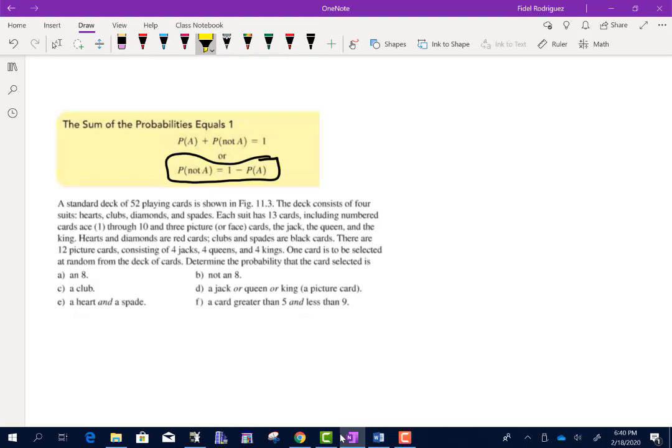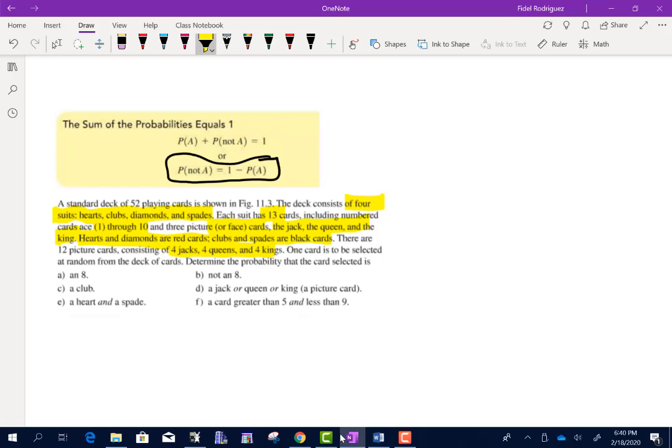It says the deck consists of 4 suits: hearts, clubs, diamonds and spades. Each suit has 13 cards. We just verified that. The cards are numbered from the ace, which is 1, through 10, and we have 3 picture cards, right? Or the face cards: the jack, the queen, and the king. Hearts and diamonds are red. Clubs and spades are black. There are 12 picture cards. We looked at that earlier: 4 jacks, 4 queens, 4 kings.